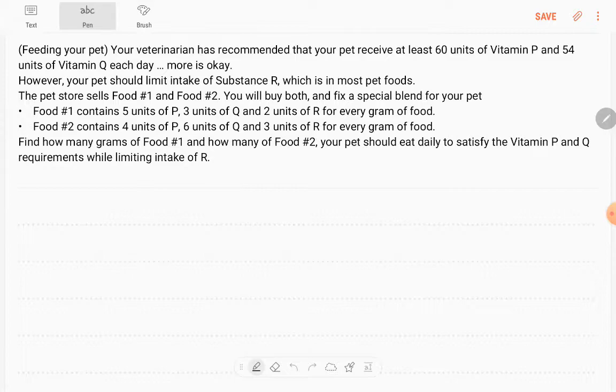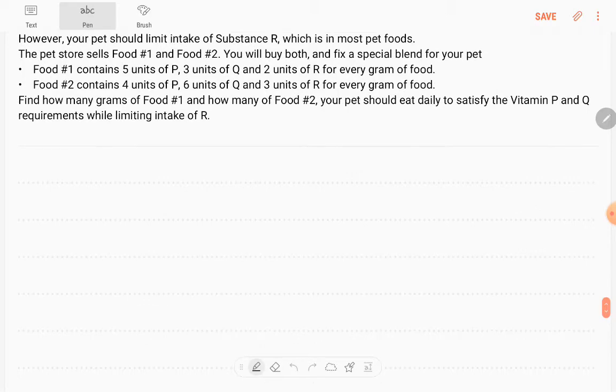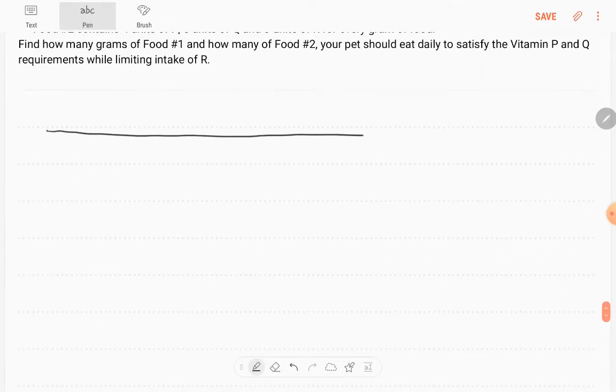Find how many grams of food number 1 and how many grams of food number 2 your pet should eat daily to satisfy the vitamin P and Q requirements while limiting intake of the substance R. We still use a table to help you summarize this problem. So we have 2 foods, food number 1 and food number 2.